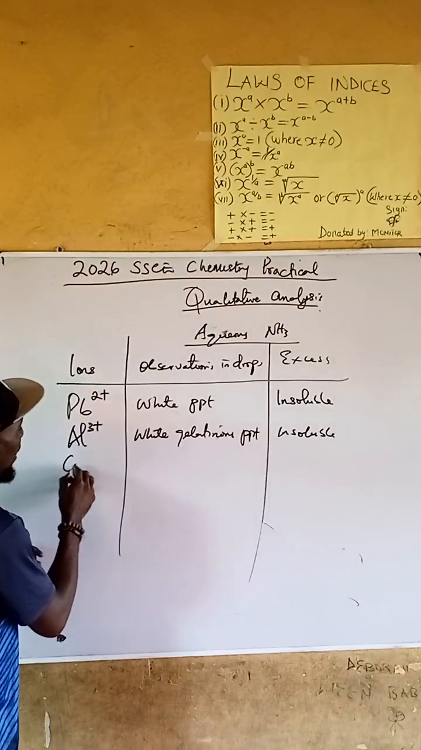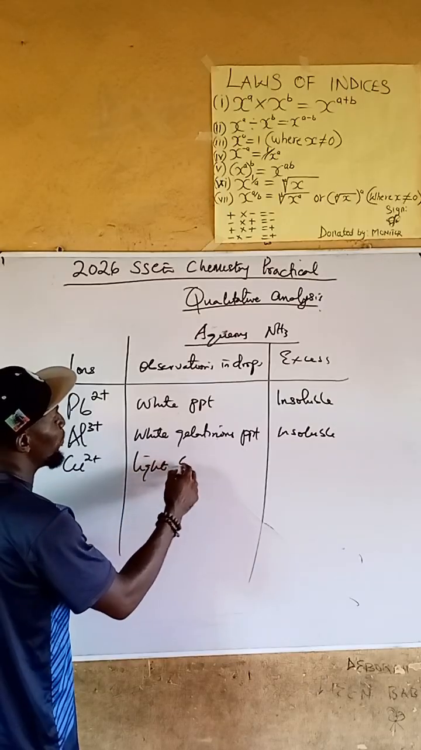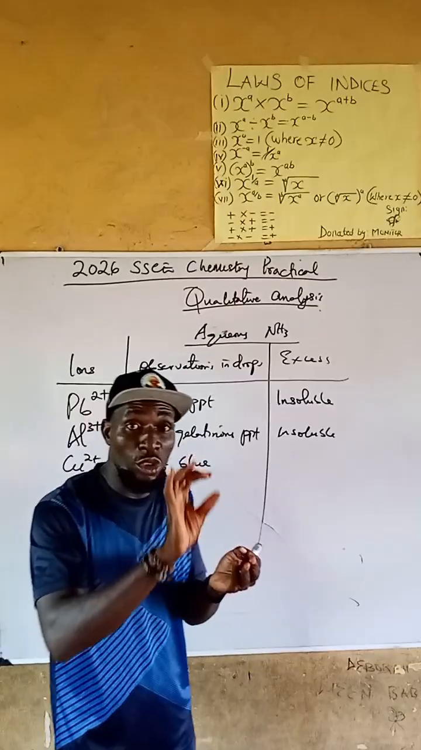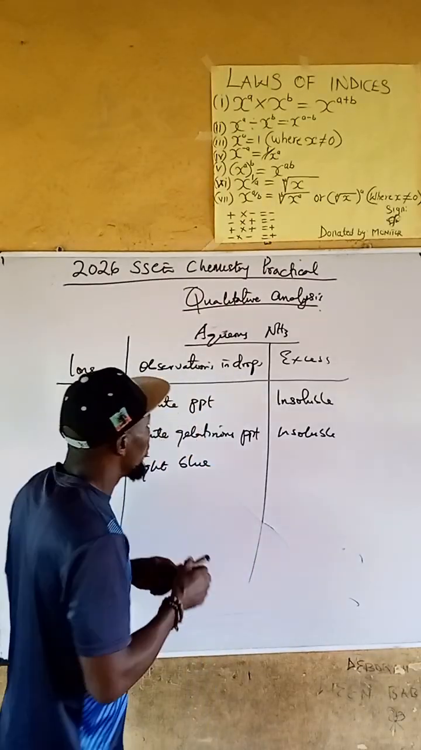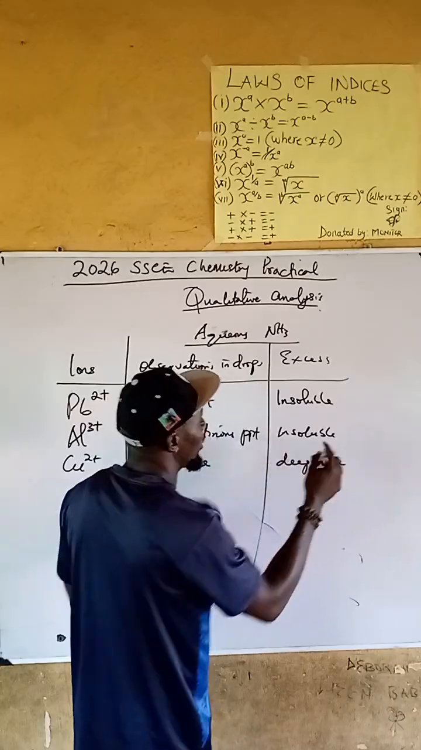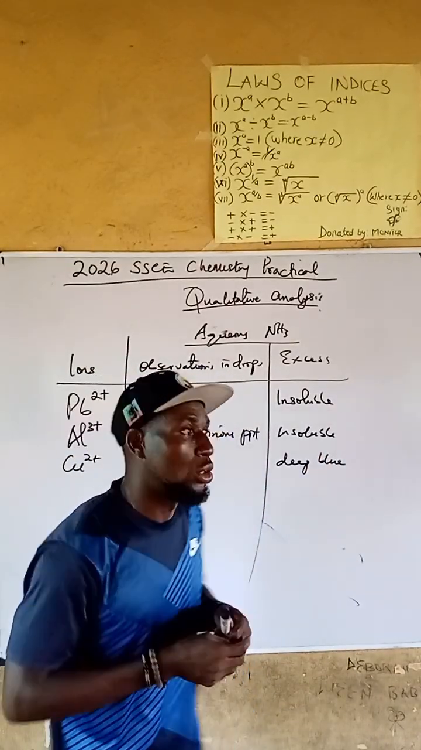Then we have copper 2 plus. The color of the solution will be light blue. When you're adding in drops, the color of the solution changes to light blue. But when you add in excess, the color becomes deep blue. That's a complementary test for copper 2 ion in solution.